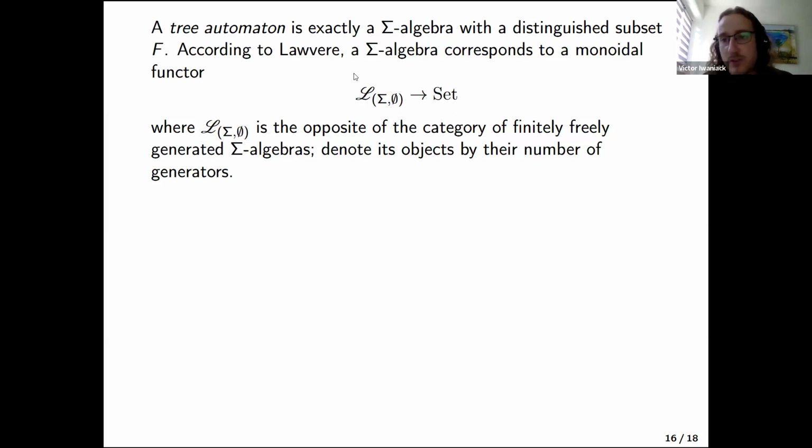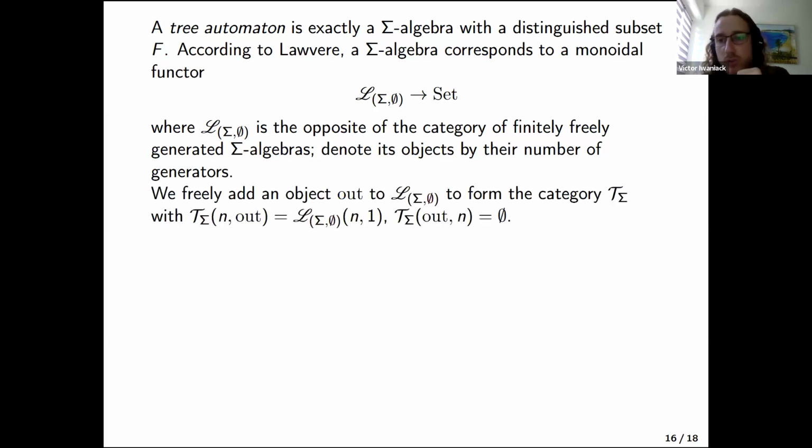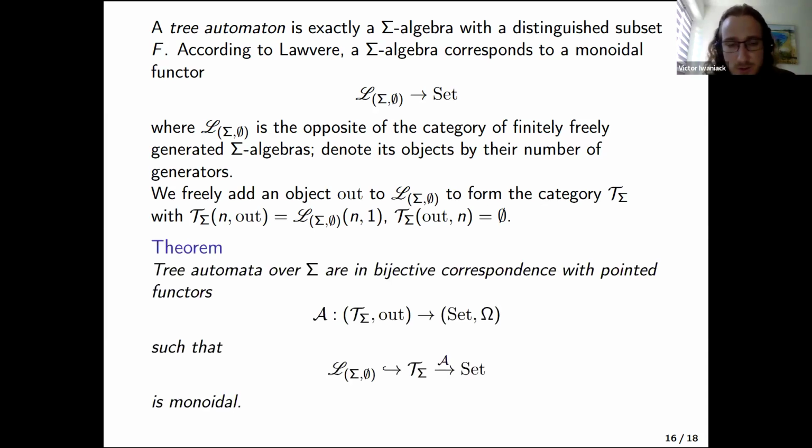But recall that for a Lawvere theory, you ask this functor to be monoidal. Well, I use monoidal, but it's just finite-product preserving. And you want to add the information of the accepting states. So what you do is you force an object Out inside your category. So, well, I give a little bit of details, but the idea is just the following theorem.